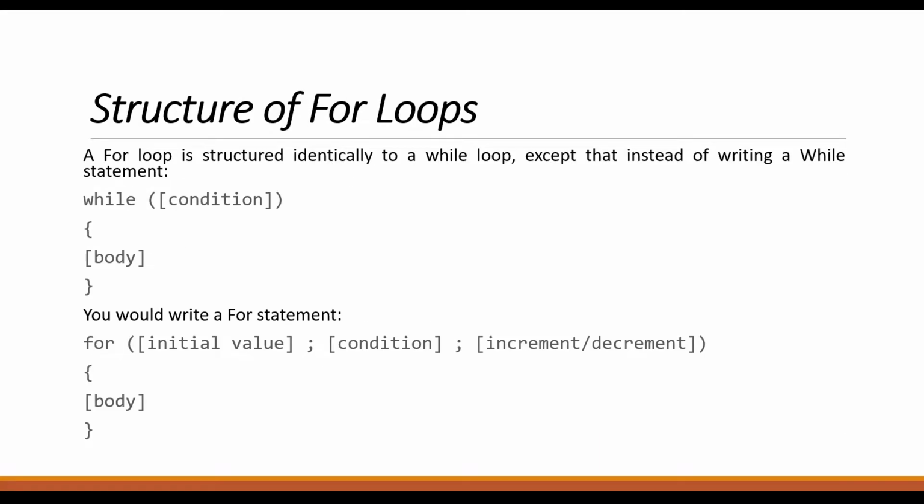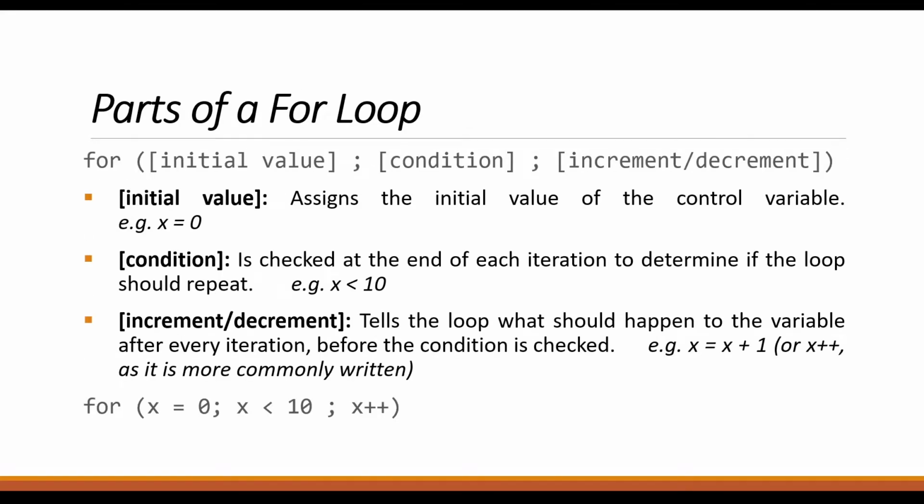A for loop is structured identically to a while loop, except that instead of writing a while statement, like you see here, we write a for statement. A for loop is made of three parts: the initial value, the condition, and the increment or decrement. The initial value assigns the initial value of the control variable, for example, x equals 0. The condition is checked at the end of each iteration to determine if the loop should repeat, for example, x less than 10. And the increment or decrement tells the loop what should happen to the variable after every iteration before the condition is checked. For example, x is written as x plus 1, also written as x plus plus.